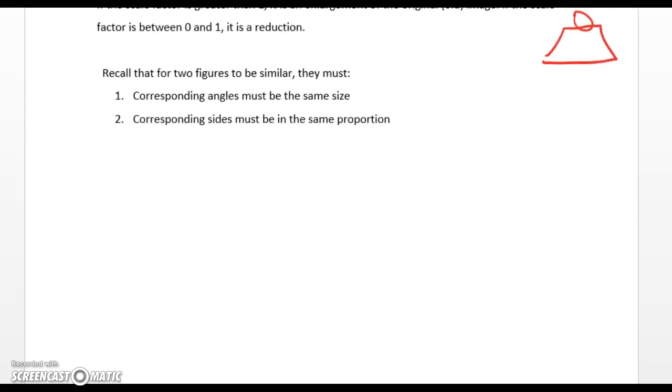And just before we move on to an example, we're just going to do a quick recap about last lesson. So in order for two figures to be similar, they must, 1, have corresponding angles being the same size, and 2, corresponding sides must be in the same proportion. These both must be true in order for the two figures or two objects to be similar. So now we're going to look at example number 2 from your notes, where we're going to apply all of this information.